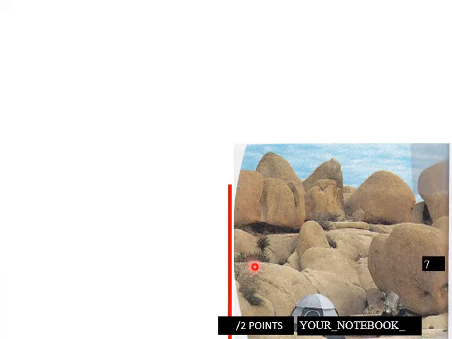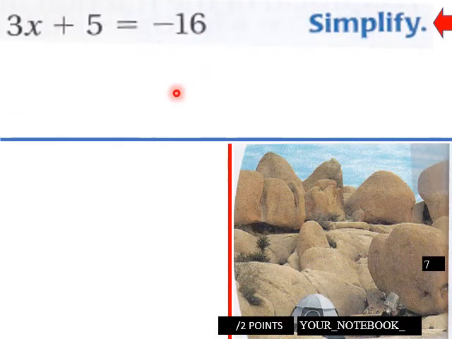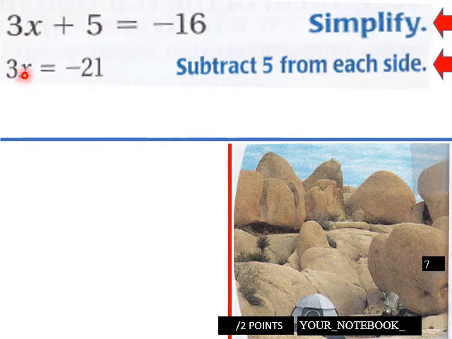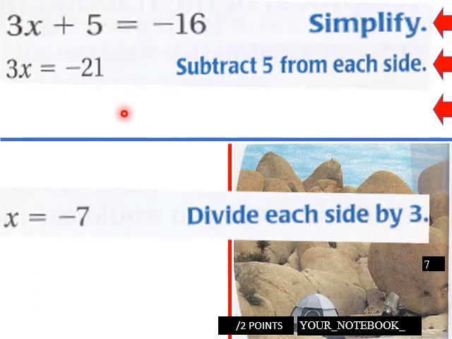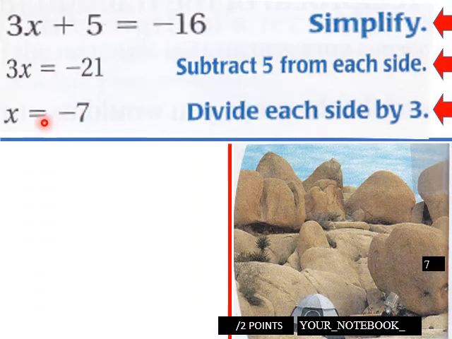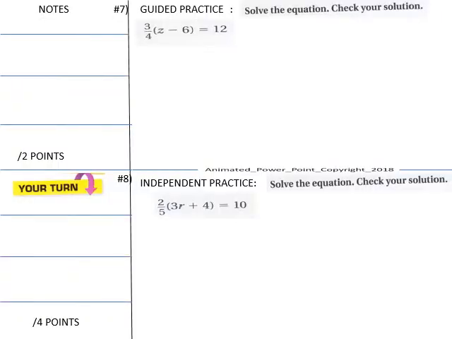And then when we do that, what we end up with is 3x plus 5 equals negative 16. We subtract 5 from both sides. We get 3x equals negative 21. We divide through by 3, and we get x equals negative 7. So there we go. That's another way of solving it. So let's solve the equation and check your solution.